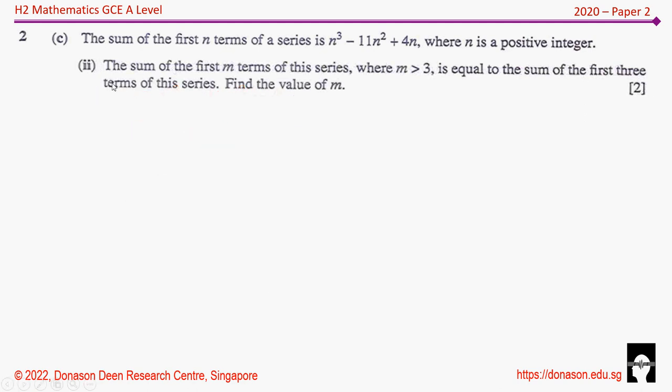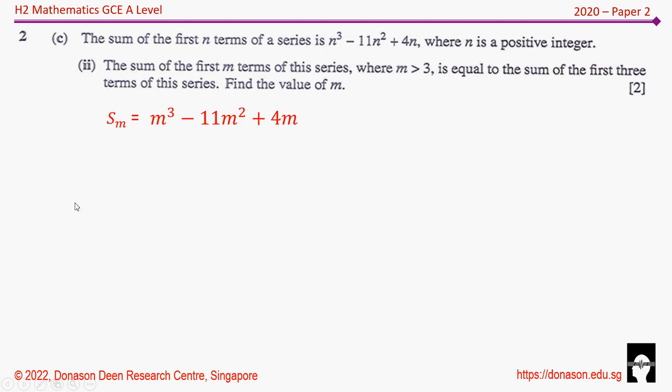Now let us look at part 2. The sum of the first m terms of this series, where m is greater than 3, is equal to the sum of the first 3 terms of this series, and we need to find the value of m. So how do you write that? The sum of the first n terms is given by this, so if you change the n to an m, the sum of the first m terms would be equal to m cubed, I'm just changing all the n to m, m cubed minus 11m squared plus 4m. This is the sum of the first m terms of the series, which is equal to the sum of the first 3 terms of the series.